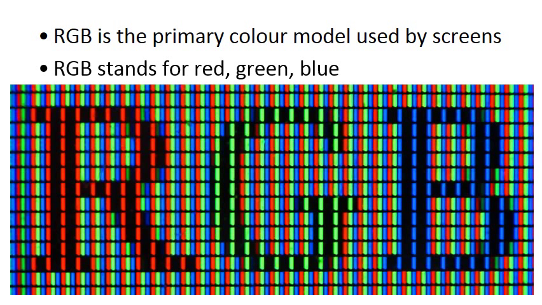And this is basically how all the screens work. The screen you're viewing this on right now only has red, green, and blue. But if you vary how bright the colors are and which colors are beside each other, you can alter what color people perceive when they look at that screen.